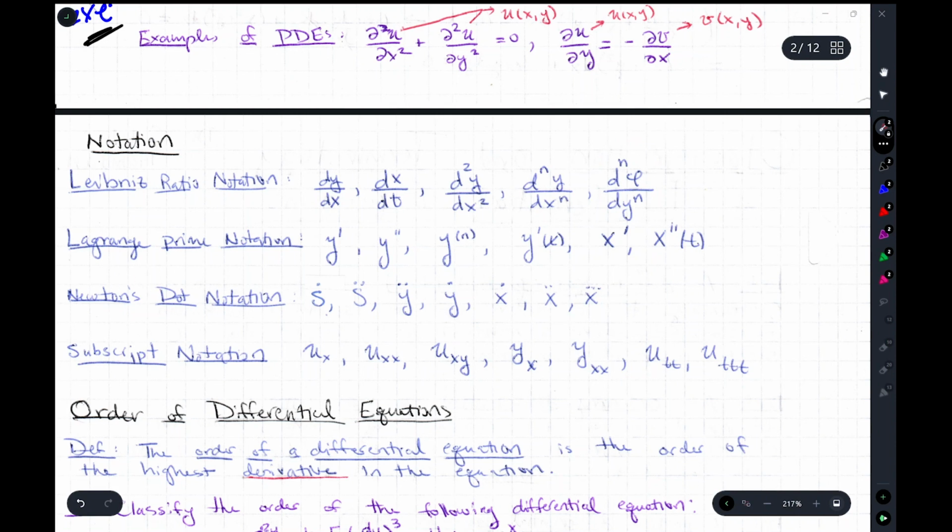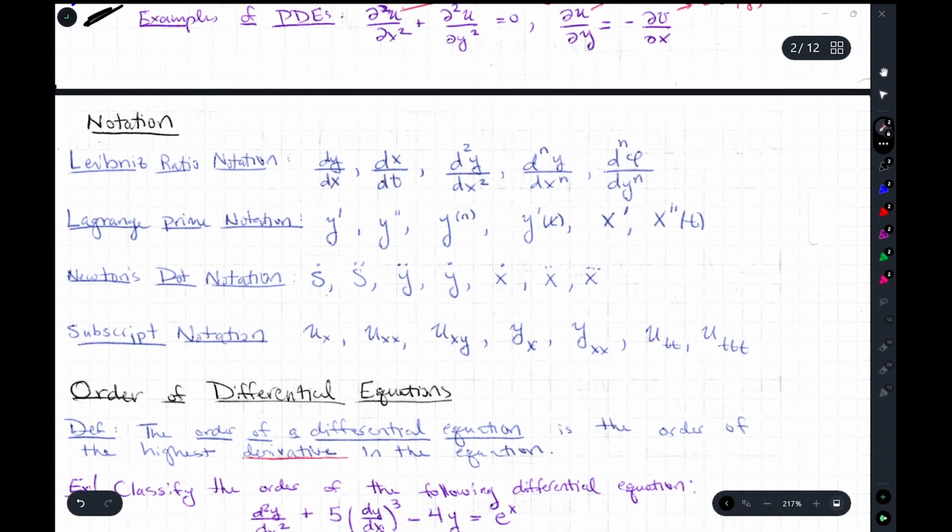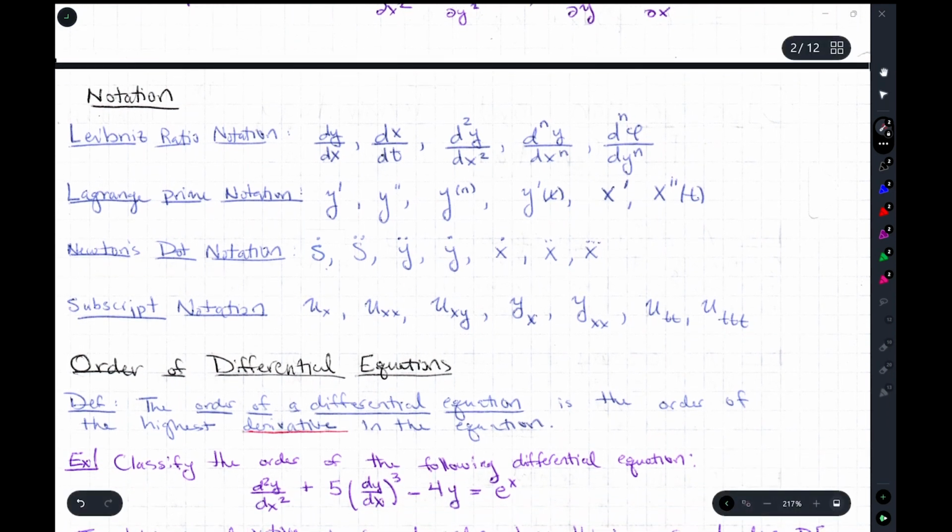We also have the Lagrange prime notation, where to take more and more derivatives of y, you just keep priming. More than 3 gets, of course, a little tiresome, so in parentheses, we just write an n. We could also make it explicit that y is a function of the independent variable x here, and likewise x of t, and these two primes mean second derivative. We also have Newton's dot notation, where to take more and more derivatives, you put more and more dots on top of the dependent variable. So you could see here x, this is the third derivative of the dependent variable x.